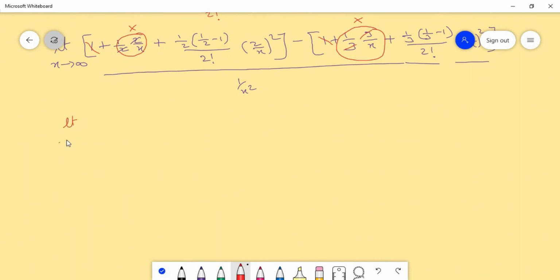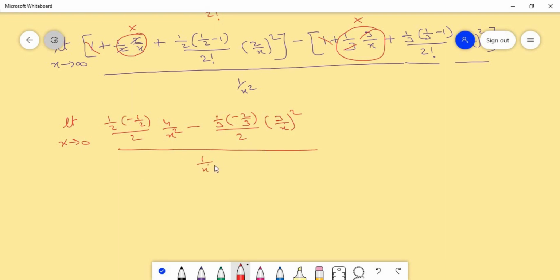Limit x tends to infinity, 1 by 2 into minus 1 by 2 by 2 into 4 by x square minus 1 by 3 into minus 2 by 3 whole divided by 2 into 3 by x whole square. Then now, here the denominator is 1 by x square as it is.